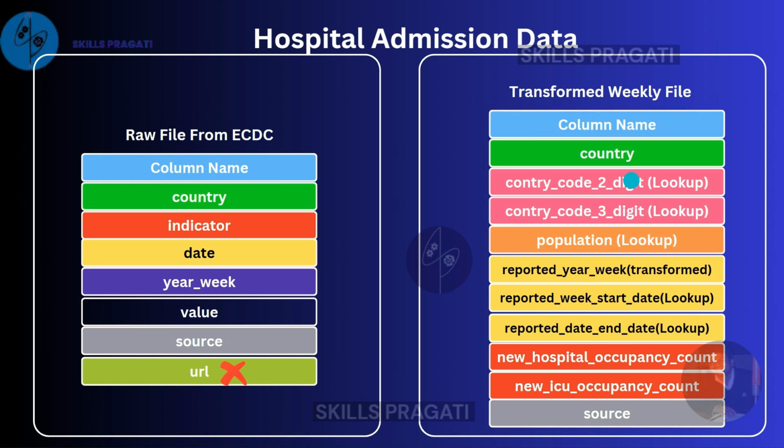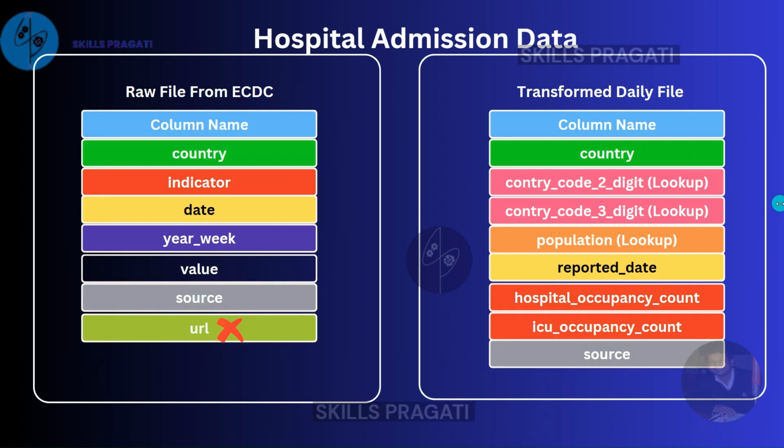Welcome back. So far we've taken our hospital admissions file and we've added the country information to the stream by doing a lookup on our country file that gave us the 2-digit country code, 3-digit country code, and the population. And also we renamed the fields like date to reported date, and the year-week to reported year-week. And we've split this stream into daily and weekly.